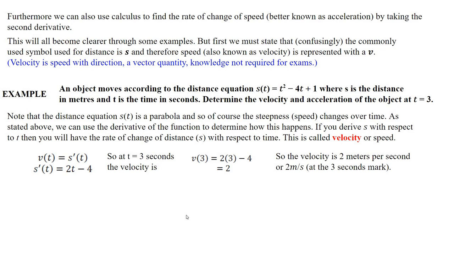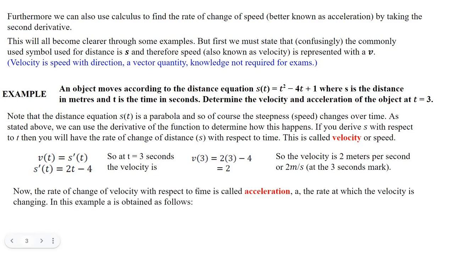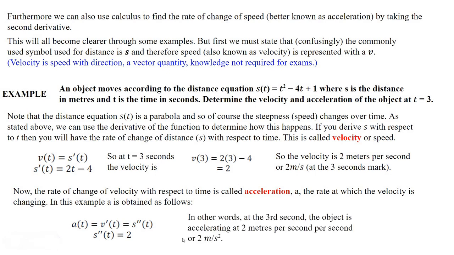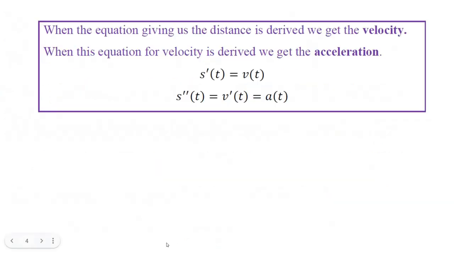What about the acceleration? Well, then we take the second derivative. We take the derivative one more time, the derivative of the velocity, the second derivative of the displacement. And what do we get? The derivative of this is 2. So that means it's accelerating at 2 meters per second every second. 2 meters per second squared. That's how we write it in physics.